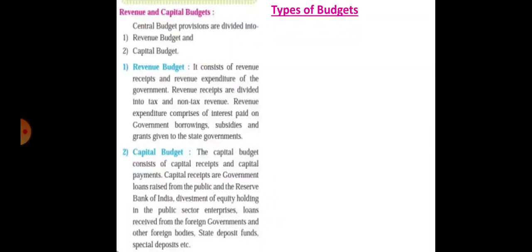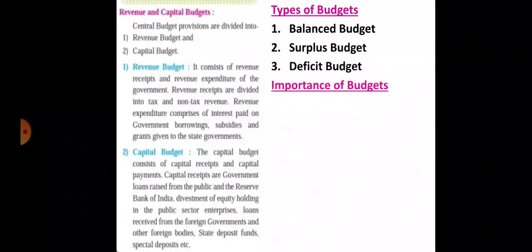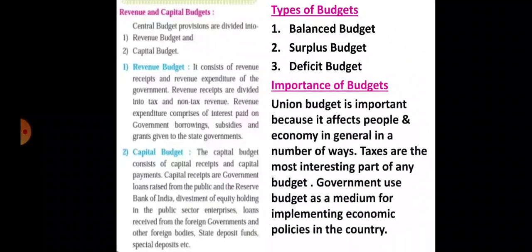So let's discuss the last point related to this chapter, the types of budget. There are 3 major types of budget. The first is the balanced budget, second is the surplus budget, and third is the deficit budget. Let's discuss the first point, the balanced budget. We know government receipts and government expenditure are the 2 main components of the budget. The government budget is said to be balanced when the estimated revenue and expenditure of the government are equal. Means government receipts equal government expenditure, that is called the balanced budget.